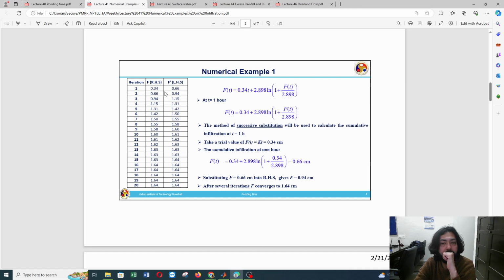So the key thing here is whenever you are using successive substitution, whatever output you are getting for your previous iteration, it should be the input for your next iteration. If you are using that approach, I think it would be easy for you to get your desired result soon.